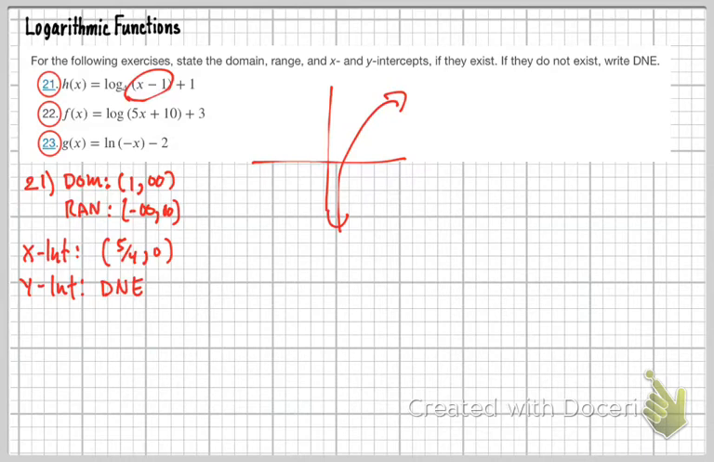First there is saying shift to the right one. So I'm going to take my graph and move it to the right one. And then it's telling me to shift it up one. So I take this same graph and now I shift it up one. And this gives me an idea of what we have from this.